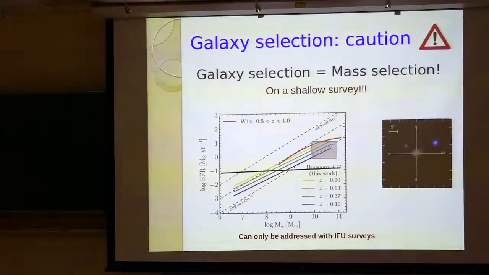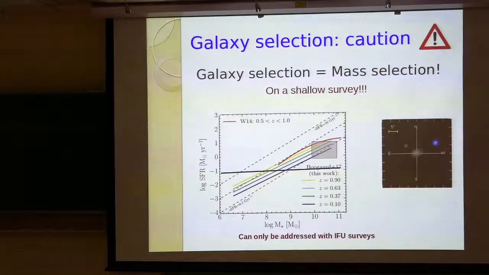This can only be addressed with IFU surveys like MUSE or KCWI, when you have a very large sensitivity in star forming galaxies, where in particular with MUSE, you go down to 10 to the minus 1 in star formation rate. So therefore, you can probe in the field of view all the galaxies down to this limit, and you can be confident that there's nothing in between 150 kiloparsec and the galaxy.